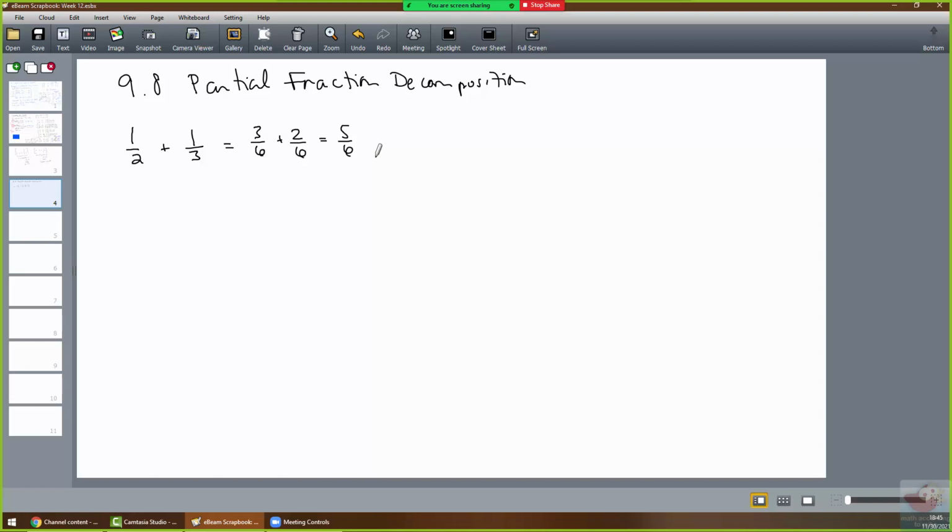Okay, now we're going to go the other way. I'm going to give you 5/6, and I'm going to ask you to break it down into fractions where the denominators can't be simplified anymore. And that's what partial fraction decomposition means. You're given a fraction and you're breaking it down into parts. This is going to be important in Calculus 2 when you do the scary thing, integration. Oh my gosh.